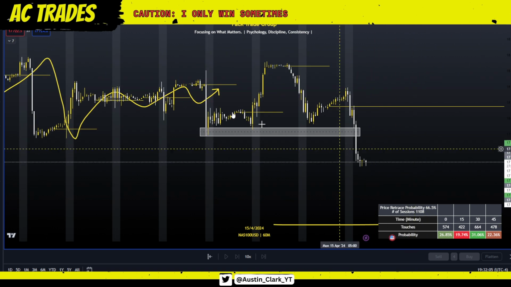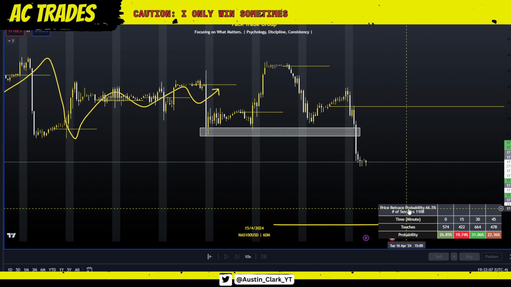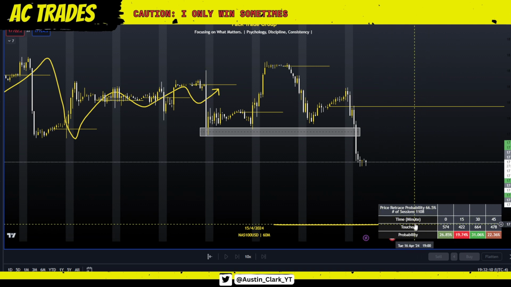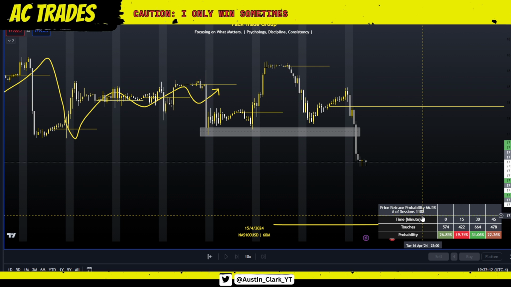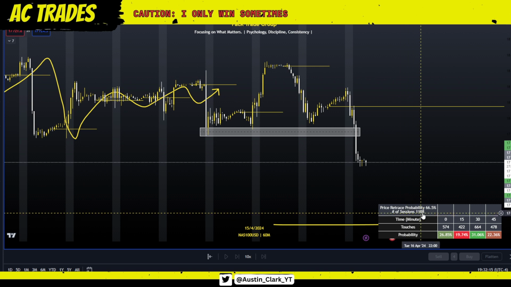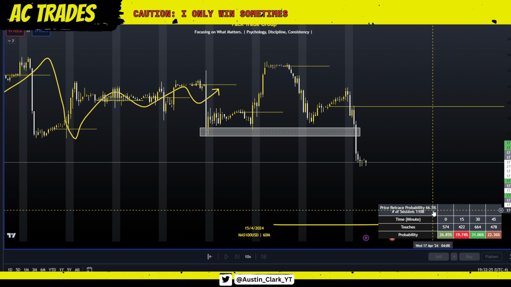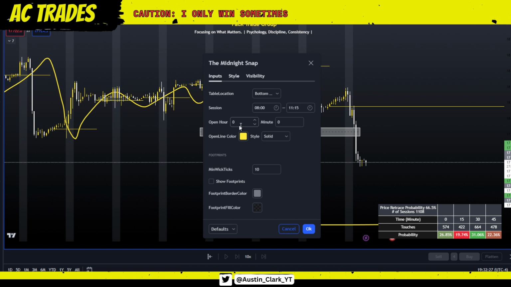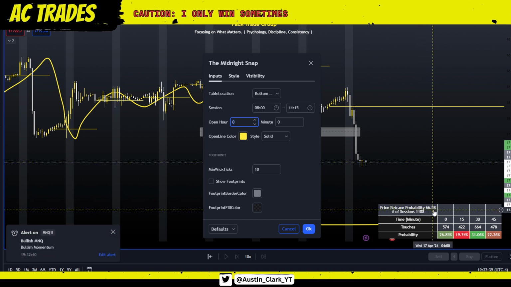And you can see, objectively speaking, if I go to the hourly time frame, I can collect instantly 1,108 days of data, meaning that's what this sessions means, 1,108 sessions. And in 1,108 sessions or days, which is around 2.8 years of data, almost 3 years, 66.5% of the time, we have retraced to the midnight open between the hours of 8 to 11:15. That's it. So from the hours of 8 to 11:15 a.m. Eastern Standard Time, we have a 66.5% chance.